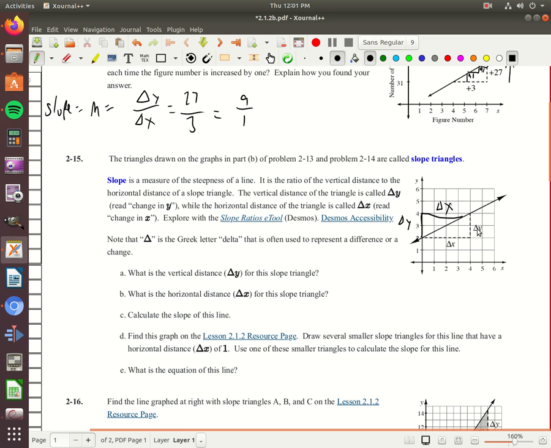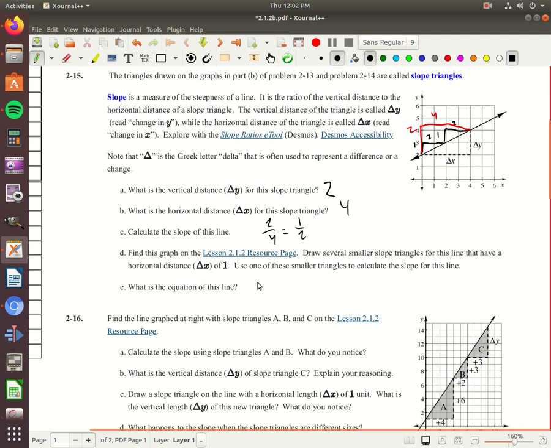So what is the vertical distance, the change in y, for this slope triangle? Well, it looks like it's going up 2. And what is the horizontal distance? It looks like it's going over 1, 2, 3, 4. So calculate the slope of this triangle. Well, it's up 2 over 4. We would simplify that and call it 1 over 2. So again, just to take a look at that, what should happen is we should go up 1 and over 2, up 1 and over 2. You can see that's the same as going, I'll go a different color, as going up 2 and over 4, right? We get the same place. So we should be simplifying, though.